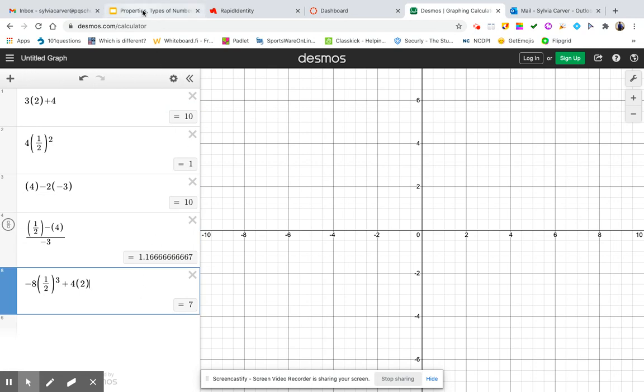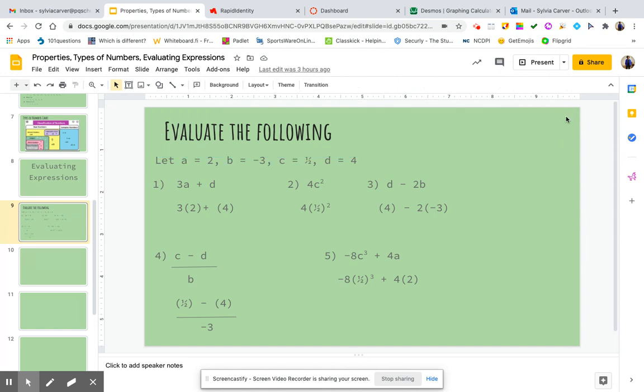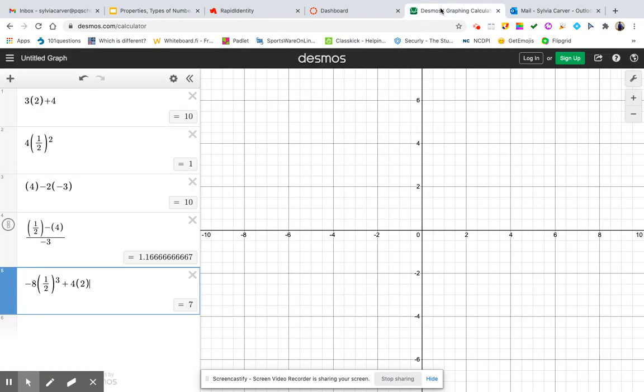So the take-home point, if I recap, is to take whatever values they give us. In this case, they told us that A was 2, B was -3, C was a half, and D is 4. Whatever numbers they give us, we're going to take those numbers, make a substitution into our expression, and then we'll get a number back. And absolutely, you can use Desmos to type in your numbers and get your answers.